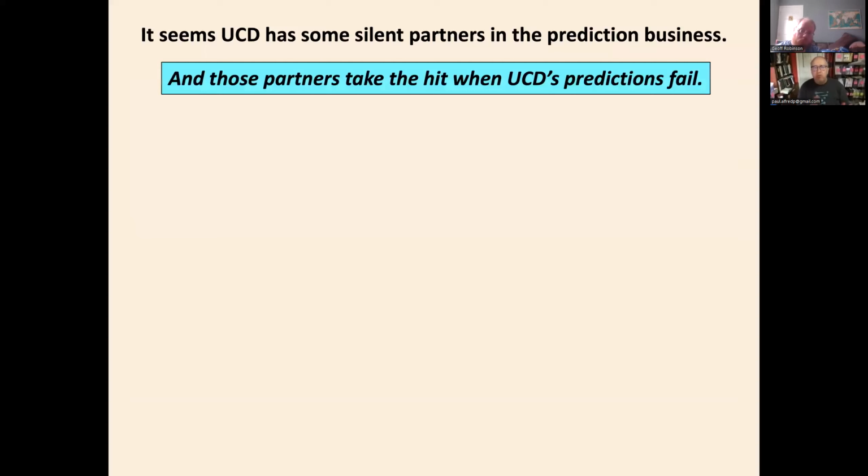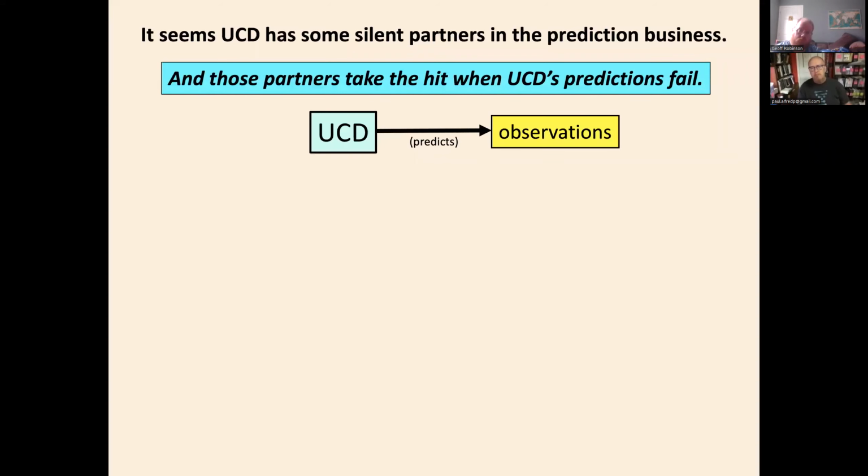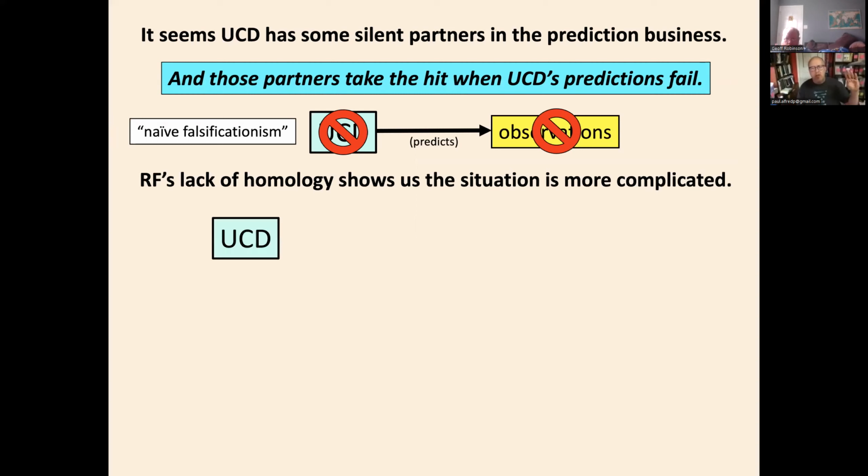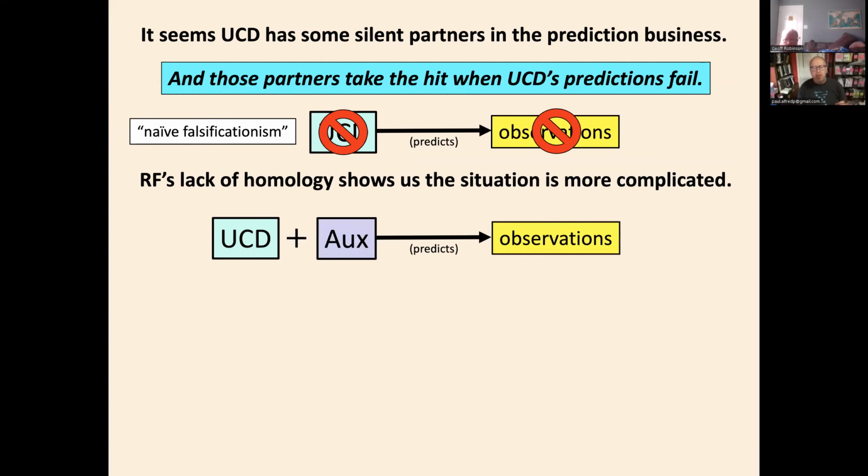So it turns out universal common descent has some silent partners in the prediction business. When the predictions fail from universal common descent, this is not what happens. We can call this naive falsificationism. You don't go from failed prediction right back to throwing out universal common descent. This example and many others that I'll show you tomorrow show us that the situation is actually more complicated.